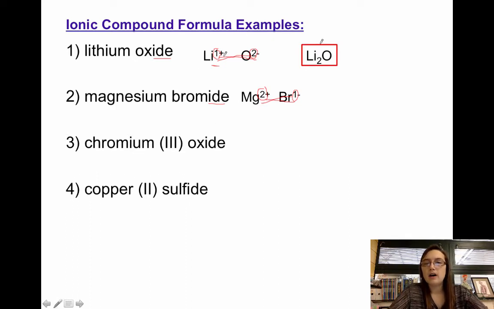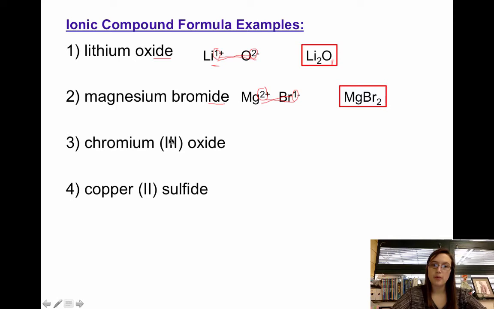Now if you notice up above, I didn't put the 1 over here next to oxygen. If you really want to, you can, but if it's 1, we just leave it blank because we can count it right here. There's 1. So after using the crisscross method, we find that the formula for magnesium bromide is MgBr2.